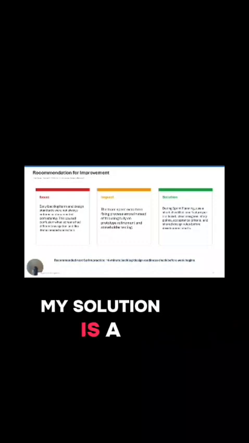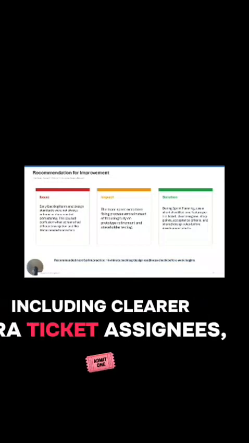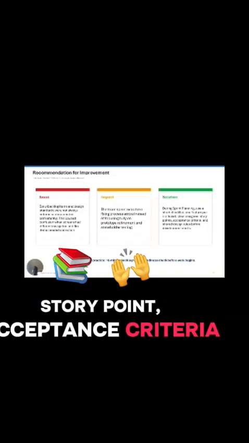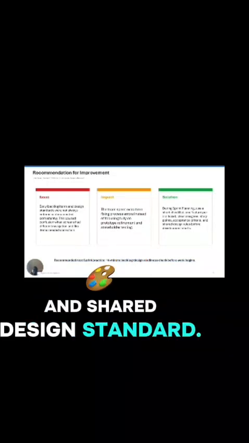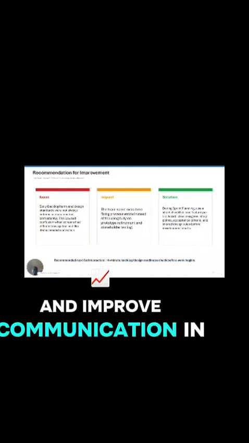My solution is a short readiness checklist before each sprint, including clear Jira tickets, assignees, story points, acceptance criteria, and shared design standards. This should reduce rework and improve communication in future iterations.